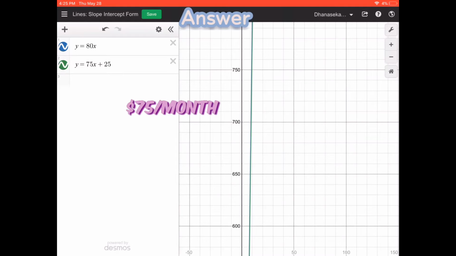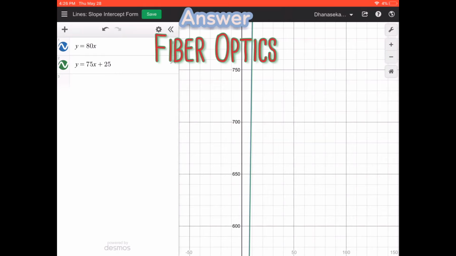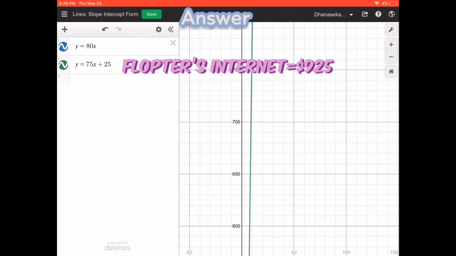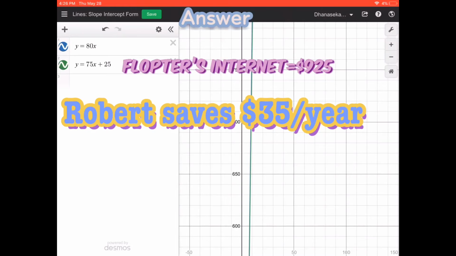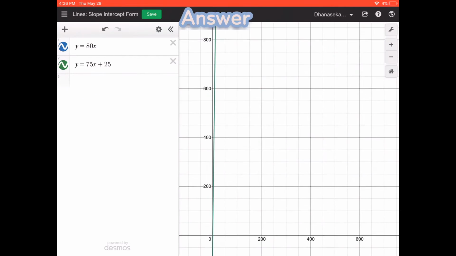Now, $75 a month multiplied by 12 months is a total of $900. And an extra $25 is that $925 total that he has to pay for Flopter's internet. But fiber optics is a bit different. 80 multiplied by 12 months is $960. So Flopter's internet is the best way to go. If you don't believe me, you can check it out.